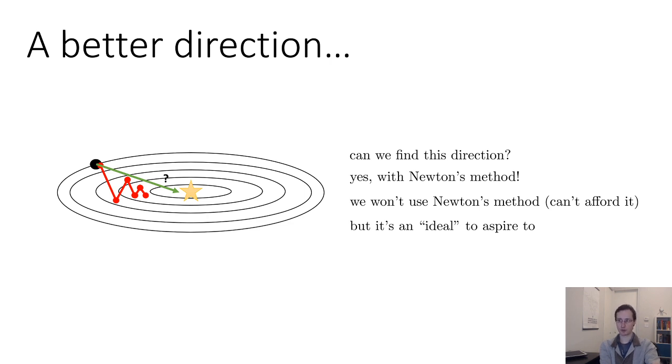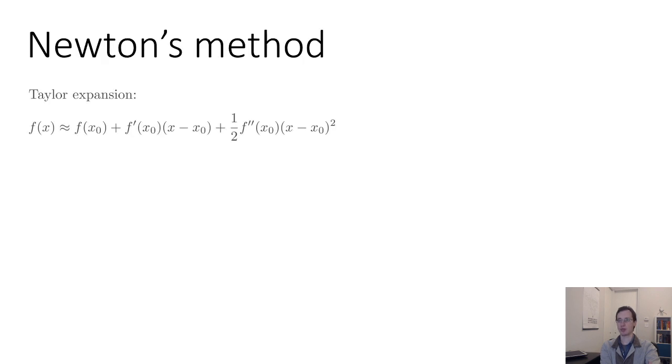Newton's method doesn't solve all problems. It's not going to solve local optima. It's not going to solve saddle points. But it will give us a much better direction than the direction of steepest descent. So here's the idea behind Newton's method.